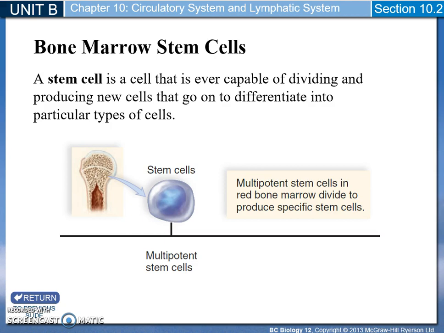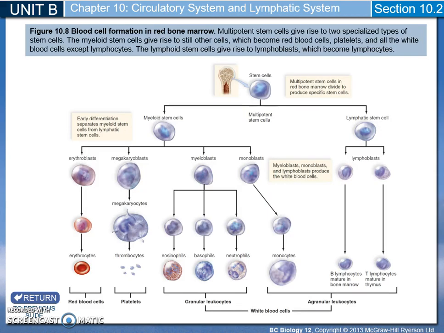So a stem cell is a cell that is capable of dividing and producing new cells that go on to differentiate into other specific specialized types of cells. And so it's often referred to as a multipotent type of cell. So we have multipotent stem cells. And you can see from this diagram that they can go on to differentiate into many different types of cells.